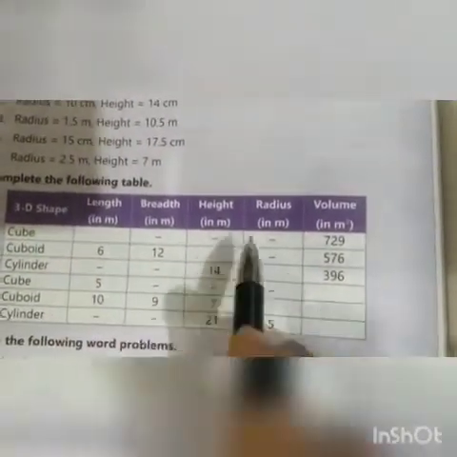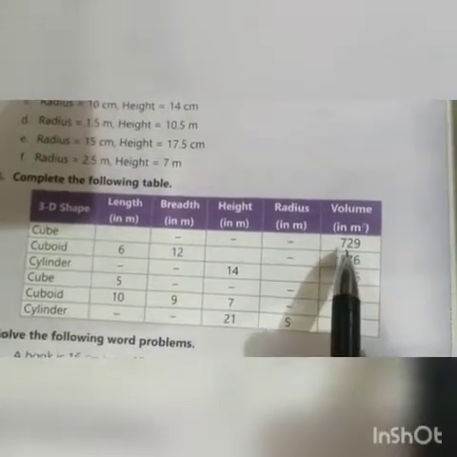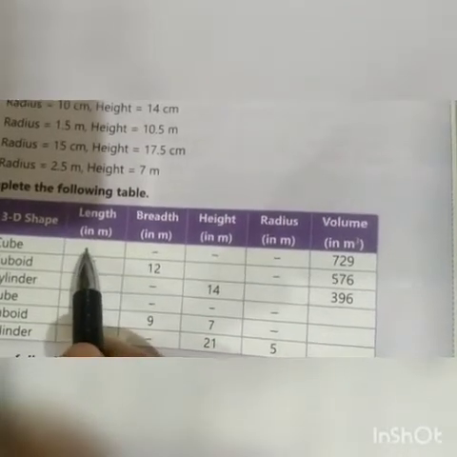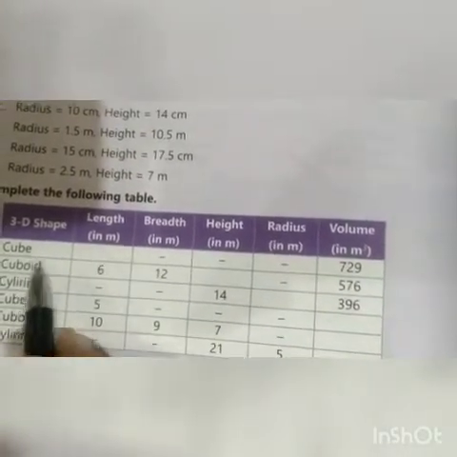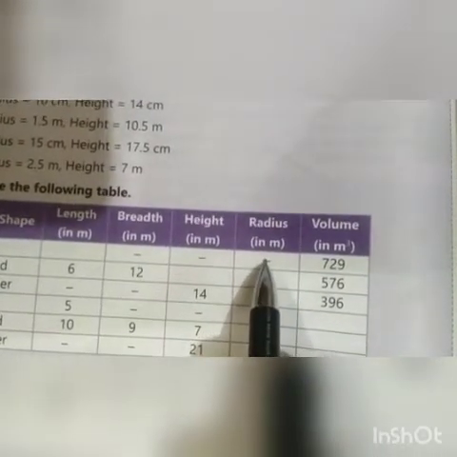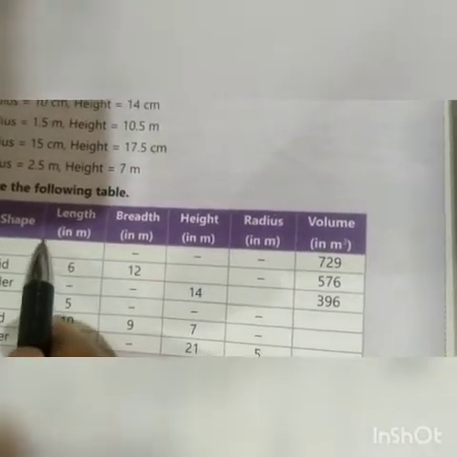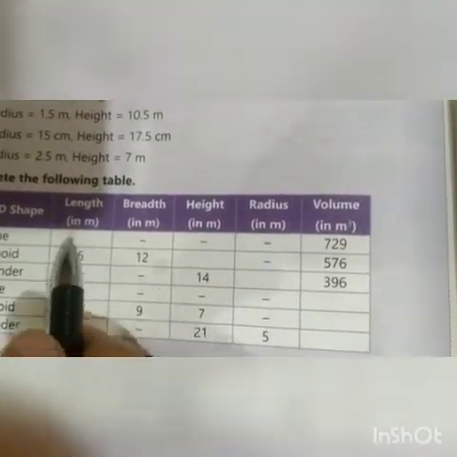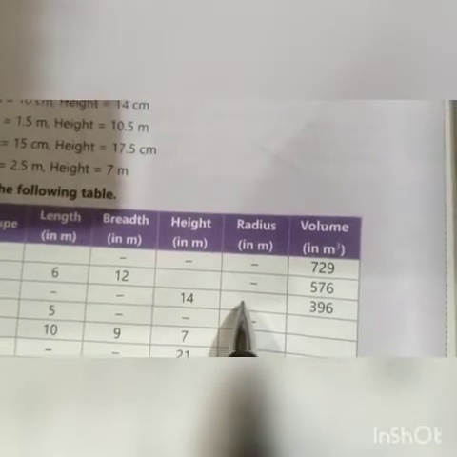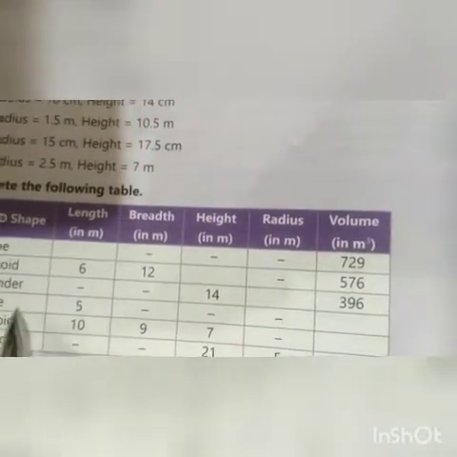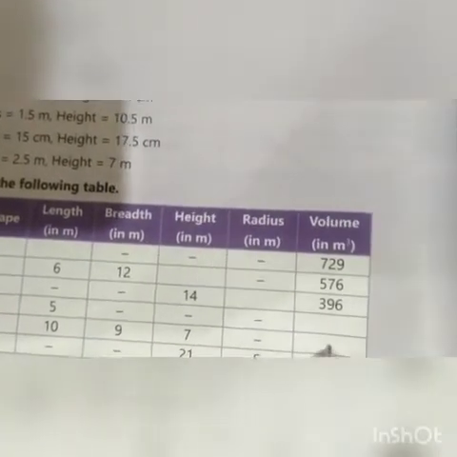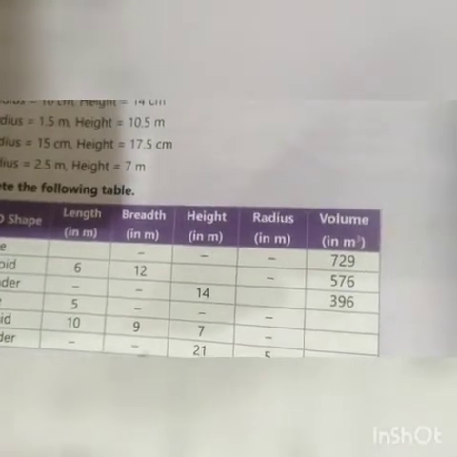How? See, in the first part, volume of cube is given, 729 cubic meter. Here we only have to find the length. Length means side of cube, not the other measurements. Where it is a dash, which is blank, only that one we have to find. Here we have to find the side of cube. Here we have to find the height of cube. And in this part we have to find the radius of the cylinder. In the others you will find the volume of cube.